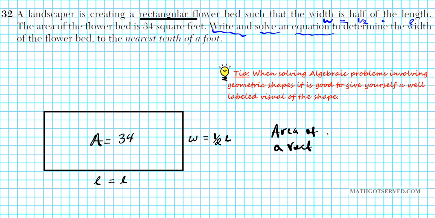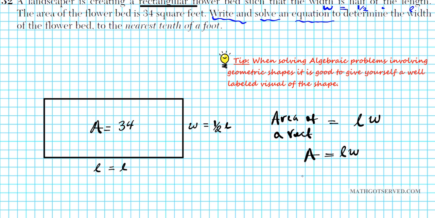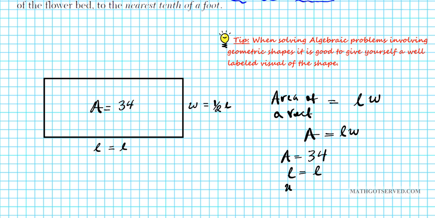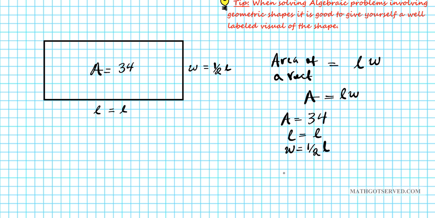Area of a rectangle is length times width, okay? A equals LW. Now, from this problem, we can see that A is 34. We're provided with that information. L is L, and W, the width, is half of L. All right? So we can substitute these values into this equation to find what the length is. Let's go ahead and do that.